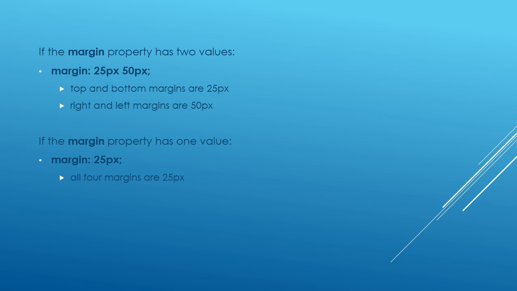If the margin property has 2 values: margin: 25px 50px, top and bottom margins are 25 pixels, right and left margins are 50 pixels. If the margin property has 1 value: margin: 25px, all 4 margins are 25 pixels.